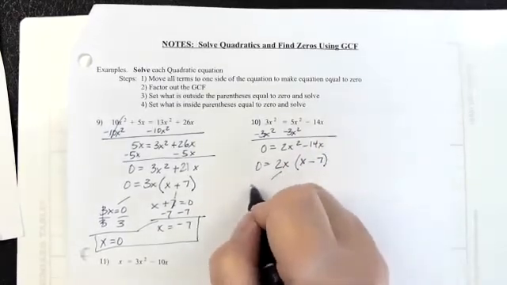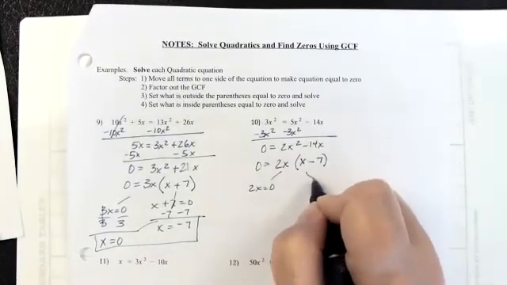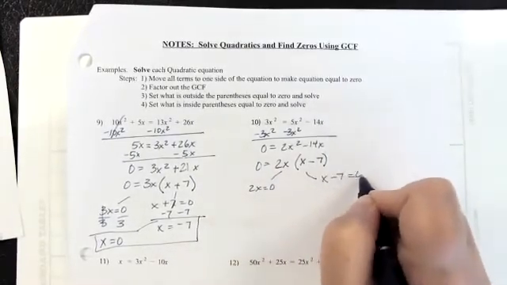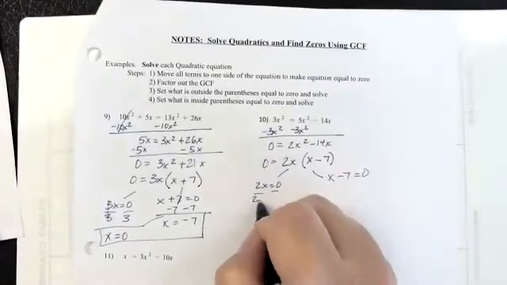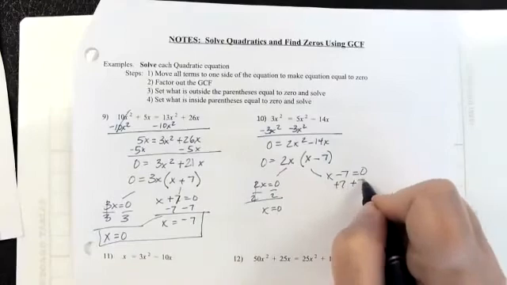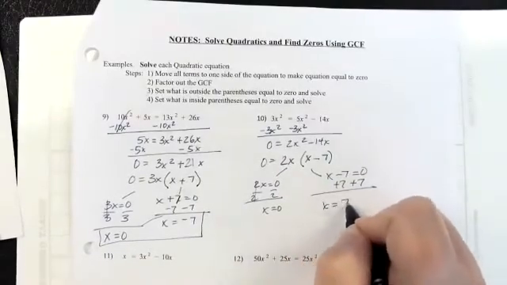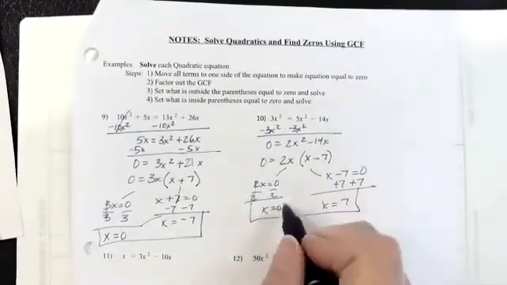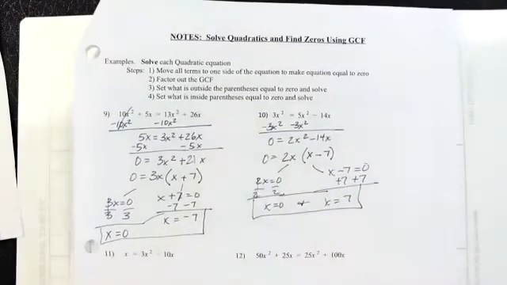Okay, so either 2x equals 0 or x minus 7 equals 0. Divide each side by 2 to get x equals 0. Add 7 to each side to get x equals 7. Okay, so x equals 0 and x equals 7.